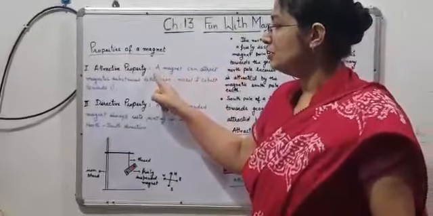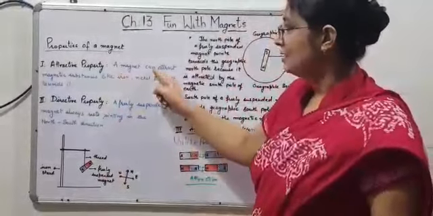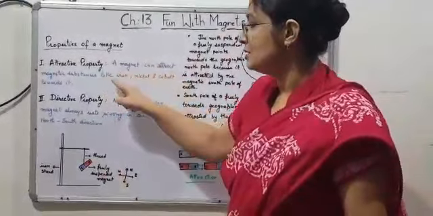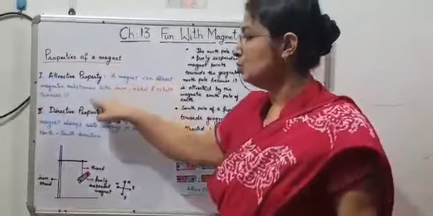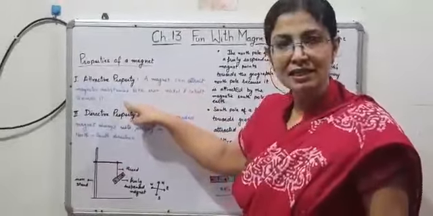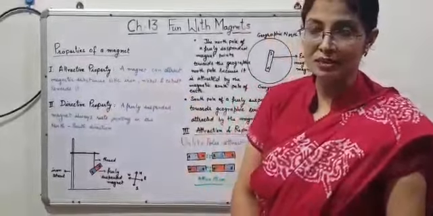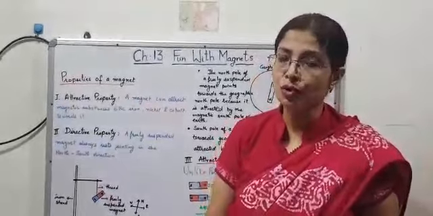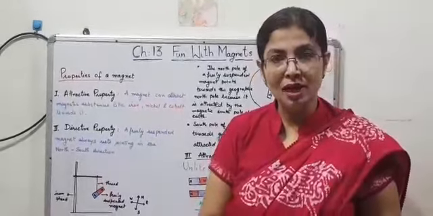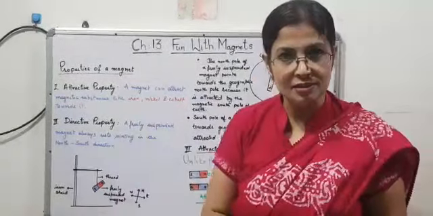The first property of the magnet, you already know that a magnet can attract certain substances like iron, nickel and cobalt towards itself, and that is why these substances are known as magnetic substances, whereas other substances like rubber, plastic, wood, are not attracted by the magnet and are hence called non-magnetic substances.